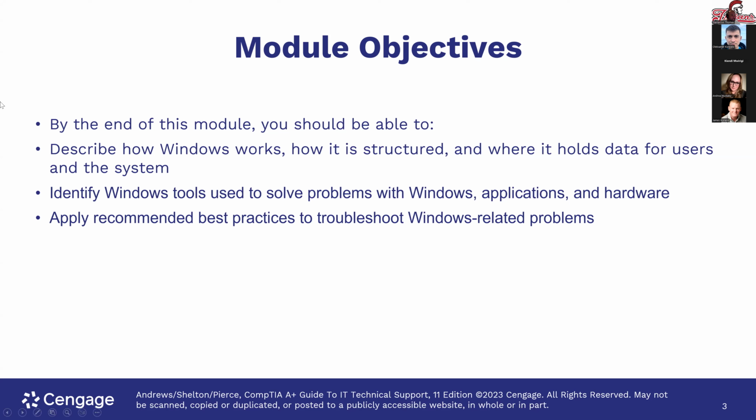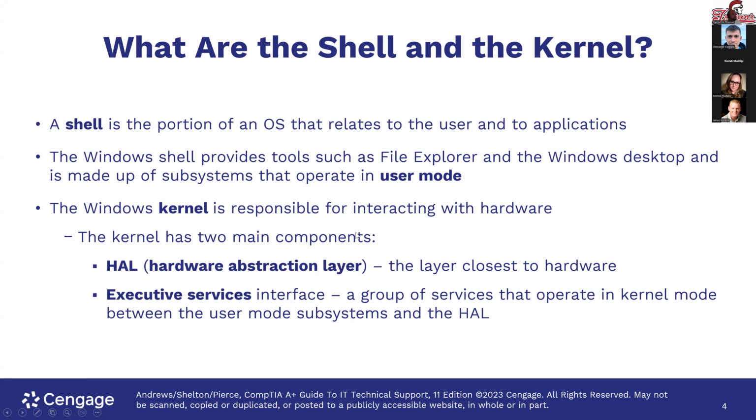And the registry, we'll look at the structure and where it holds the data for the users and the systems and stuff like that. Also, identifying the Windows tools used to solve problems. We're going to see the kinds of problems that pop up, whether the computer's running really slow or it's not organized properly. There's all sorts of issues that may arise. And then best practices.